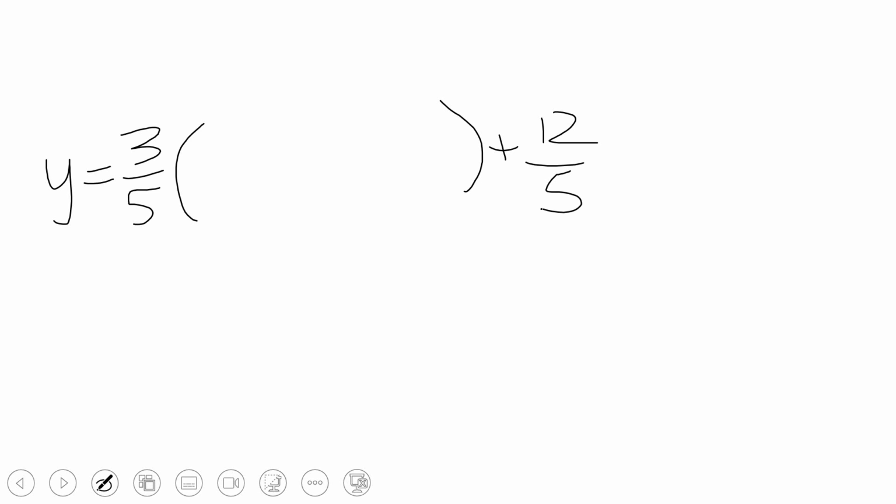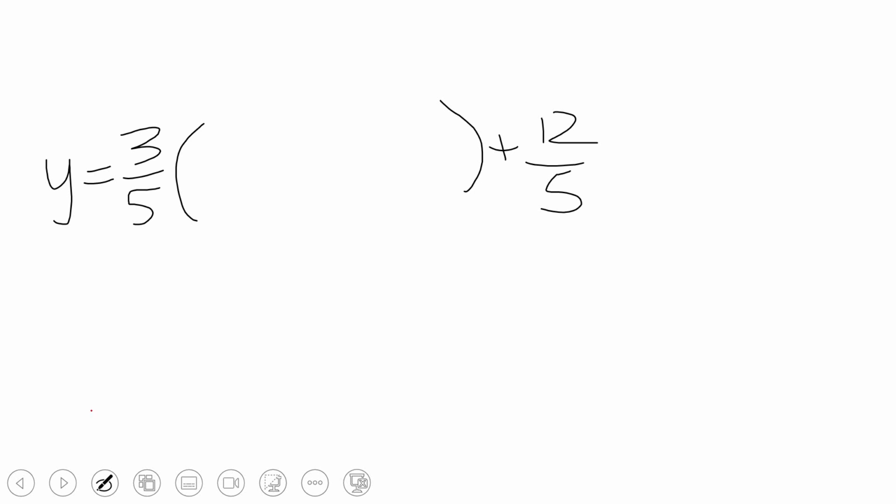Okay, here we go. Y equals 3/5x. Okay, leave a big space. Plus 12 over 5. Every time, will it be a function? No.